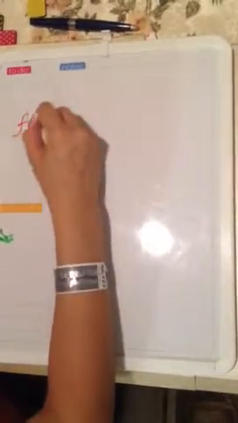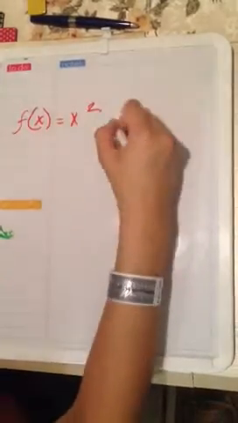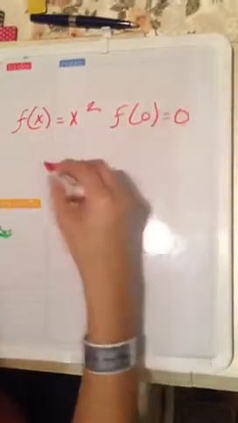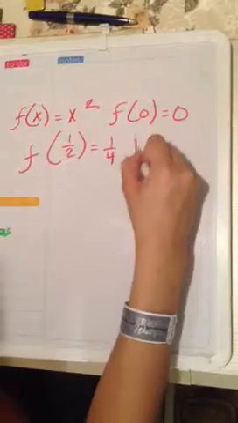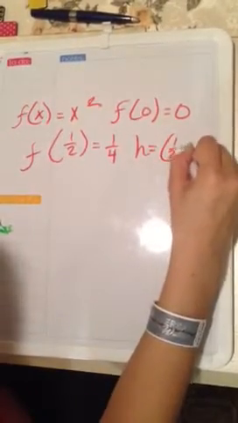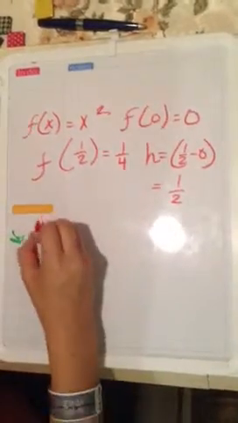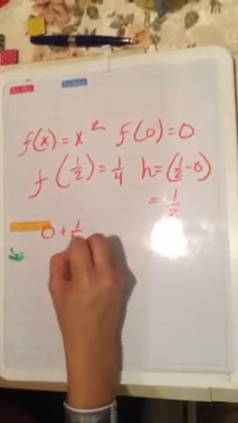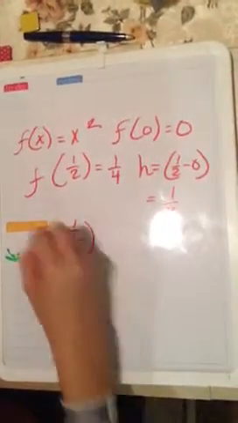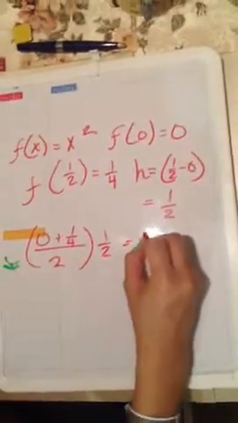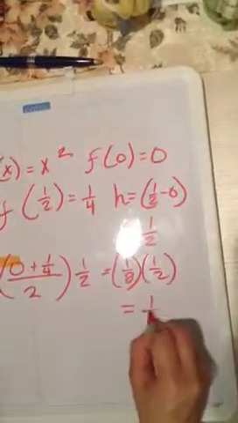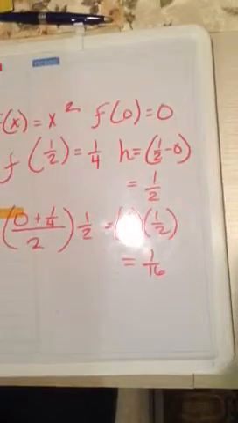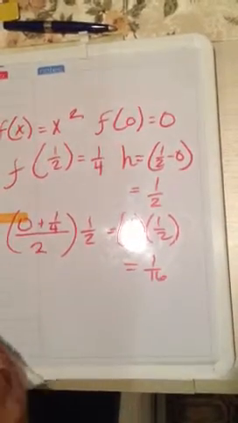Example, f of 0 equals 0 squared, which equals 0. F of 1/2 equals 1/4. Height equals 1/2 minus 0, which equals 1/2. The area of a trapezoid would equal 0 plus 1/4 over 2 times 1/2 equals 1/8 times 1/2, which equals 1/16. 1/16 is the approximate area between 0 and 1/2 on the graph of x squared.